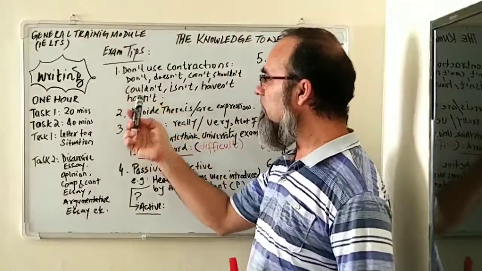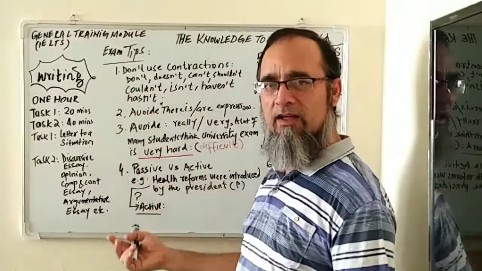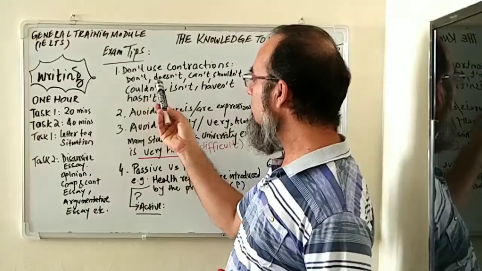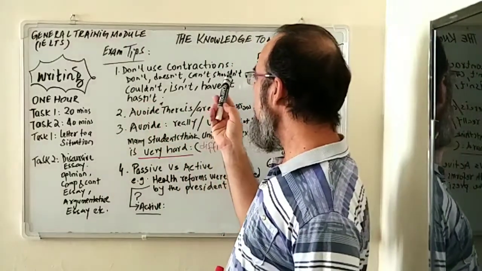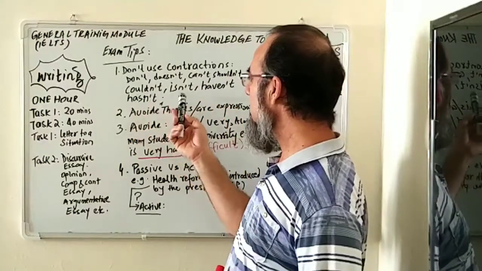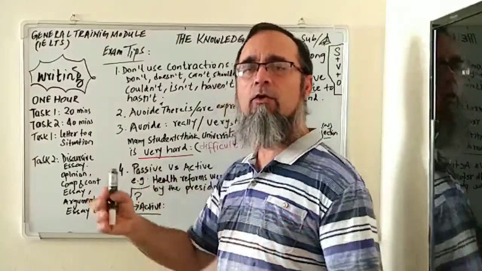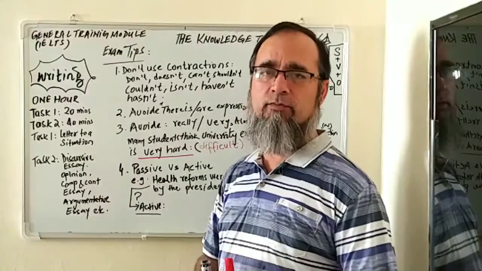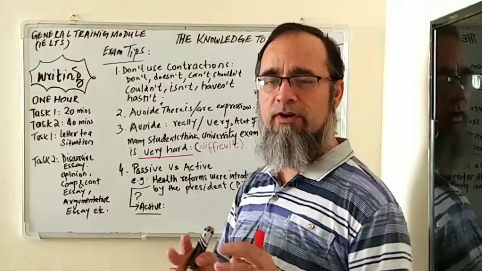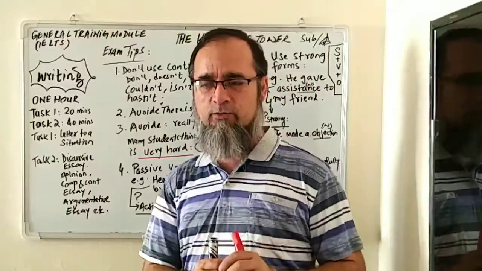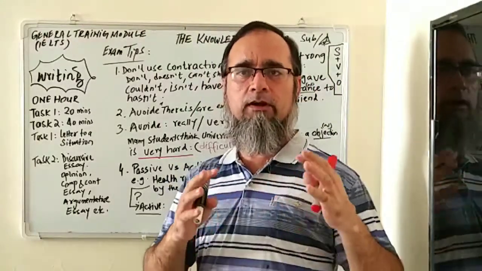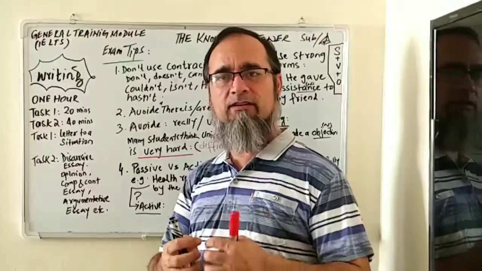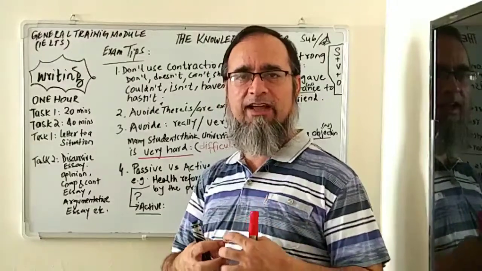Some of these contractions, for example, which are very familiar, everybody knows, we should not use. For example, don't, doesn't, can't, shouldn't, couldn't, isn't, haven't or hasn't, or some other kind of contractions must not be used. The full form should be used, and do not try to find a shortcut in writing. Try to give full words, so that you can show better spelling and accuracy in your writing skills.